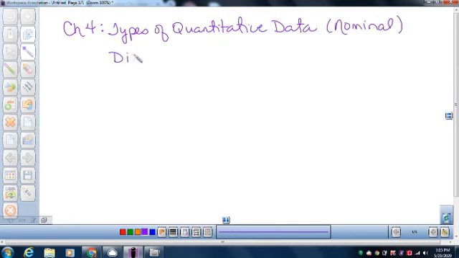There is discrete quantitative data. In this case, discrete data is finite in nature, meaning it has a specific finite number of actual values that it can take on, and it stops. It can be placed on a number line. The actual values that the variable can take on can be placed on a number line.